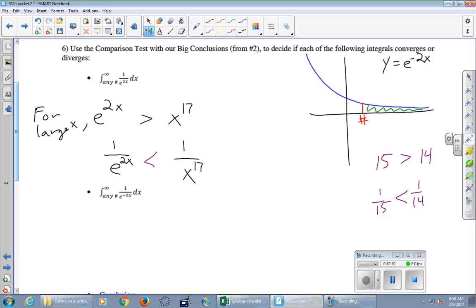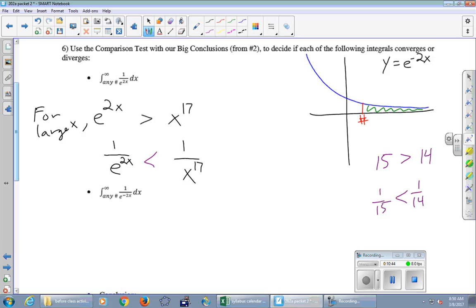So we've got that. Okay, so what that means is that our integrand, this 1 over e to the 2x, at some point is smaller than 1 over x to the 17. Again, I just made up the 17. Could have picked any number up there that was bigger than 1. Okay, that's fine. So what does that mean?